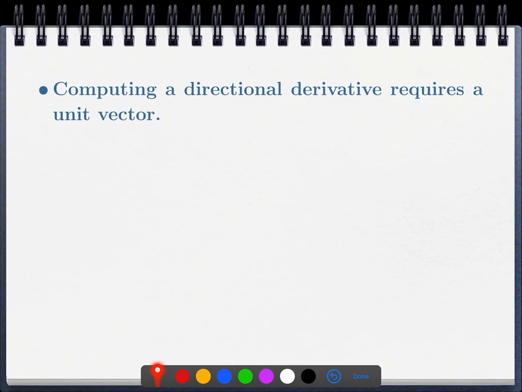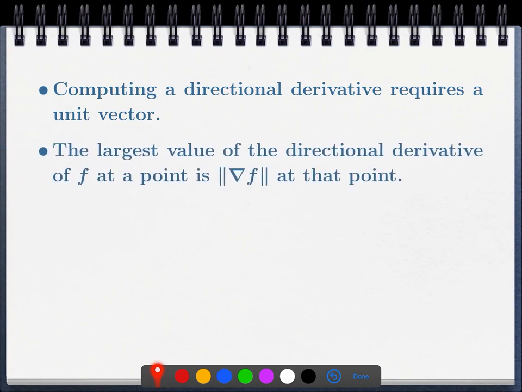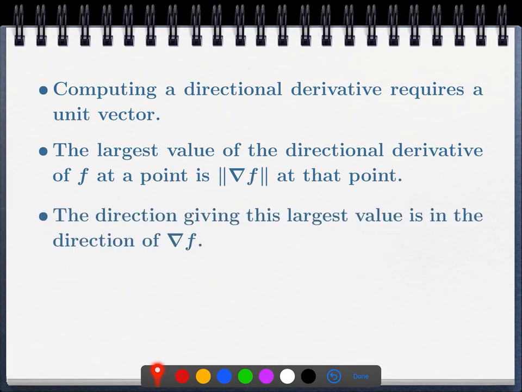Now, you should be able to compute directional derivatives. Remember, it requires using a unit vector because we want to take a unit vector dotted with a gradient. The largest value of the directional derivative of f at a certain point is going to be the length of the gradient at that point. And the direction you want to go in to get that largest value is the direction of the gradient. And like we saw earlier, if you want the direction that gives you the least value, you go in the direction of minus the gradient. And the value of that least value for the directional derivative will be minus the length of the gradient.